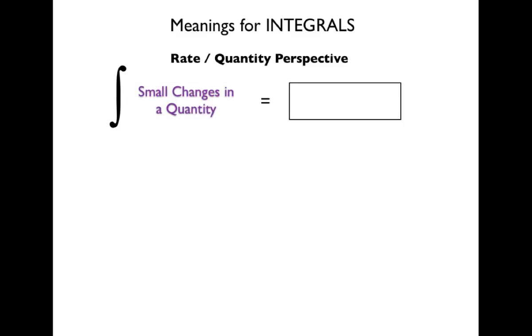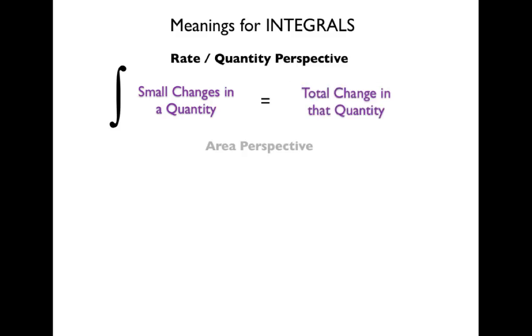The dx is part of that. It's a product, it's multiplication. The rate times a little change in x gives you a small change in a quantity, and then the integral sign means sum them all up. And what do we get when we add up the small changes in a quantity? Total change in that quantity, right? Total change in that quantity.